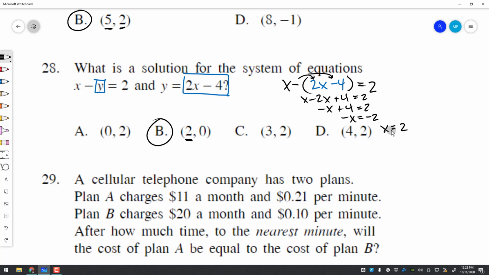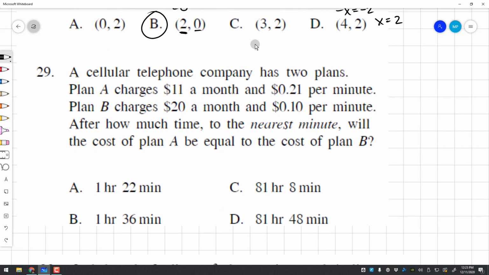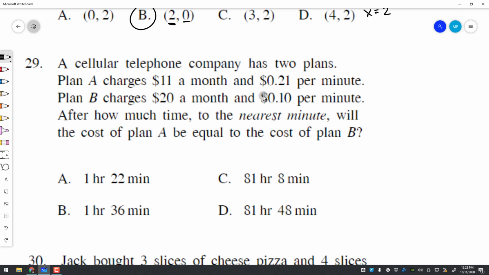We could check by plugging in. This would probably be a prime candidate for plugging in. 2 times 2 is 4, and 4 minus 4 is 0. Yep, there's our matching y coordinate. And you could even check those answers over here. Of course, 2 minus 0 does equal 2, right? 2 equals 2. All right, so 2 and 0 are the two values that make both equations true.